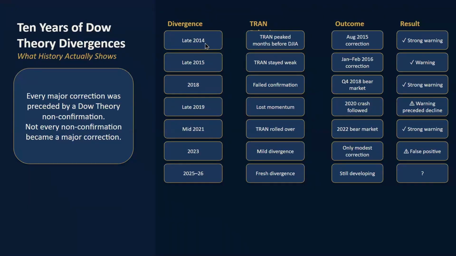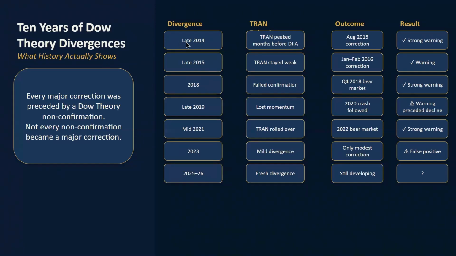There's late 2014, late 2015, 2018, late 2019, 21, 23, 25, 26, which is ongoing now. What happened here? Transportation peaked months before the Dow Jones Industrial Average. There was a correction in August.